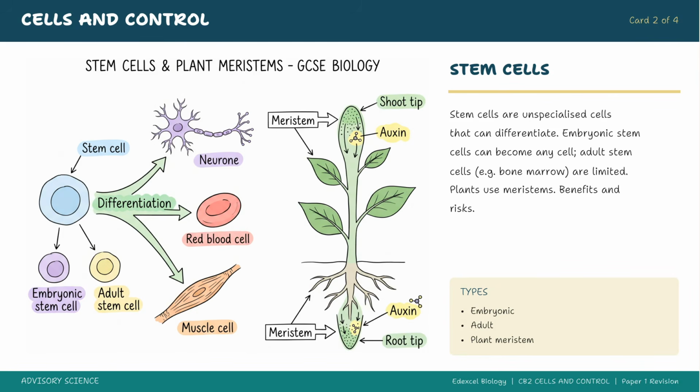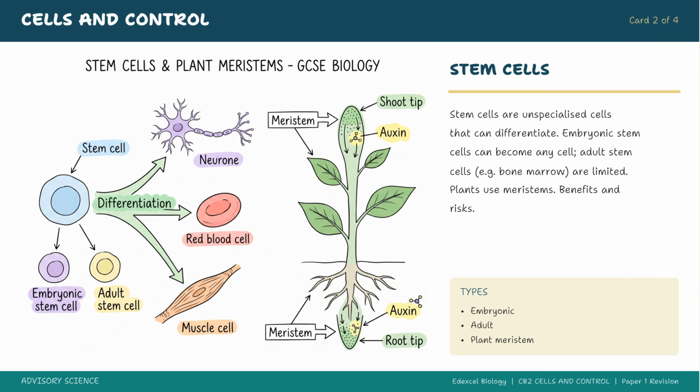Stem cells and growth. Stem cells are unspecialized cells, and there are 2 types. Embryonic stem cells, the ones found in an early embryo, can become anything. They can become a liver cell, a nerve cell, a muscle cell. This is how a single fertilized egg manages to build an entire human being. Adult stem cells are more limited. The ones in your bone marrow can make different types of blood cell, but they can't make nerve cells and they can't make muscle cells.